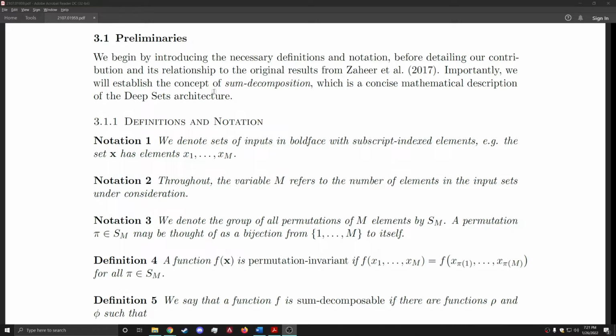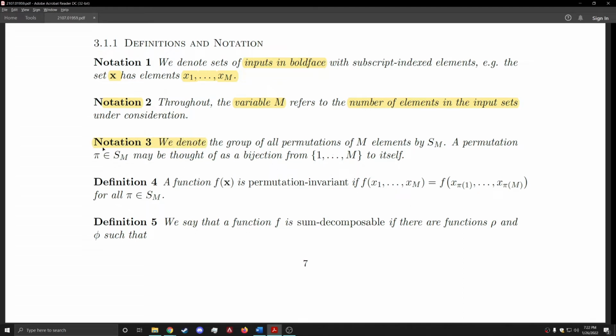So what did the Deep Sets paper actually do? Let's go through some notation first. The inputs in boldface are going to be a set. Here is the set X, and X has elements x1 going to xm. Notation 2 says the variable m is always the number of elements in the input set.